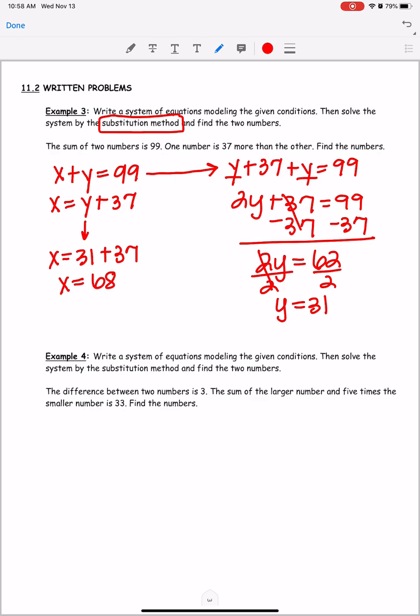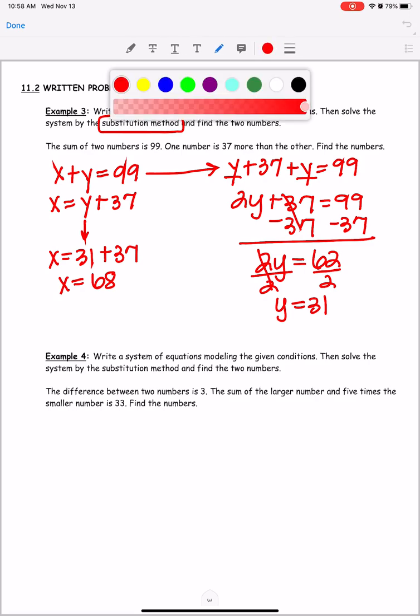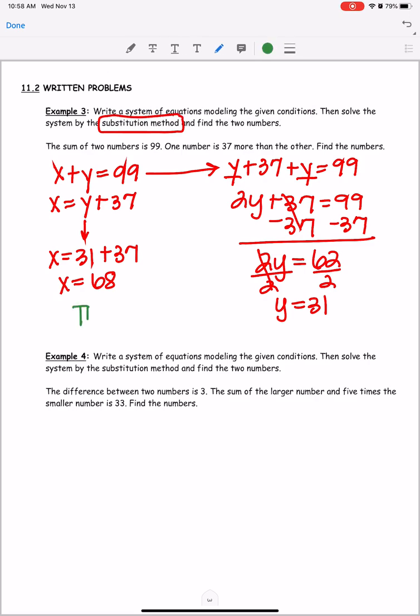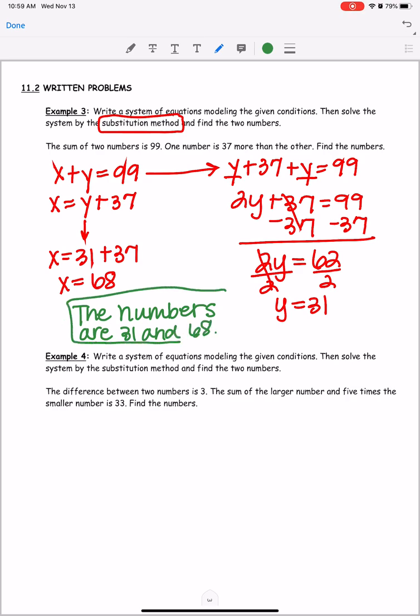Word problems require word answers. So the numbers are 31 and 68. And I like these kinds of problems because these are really easy. You can check this. Does 68 plus 31 give me what I need? Will we get 99? So yes, that does check out.